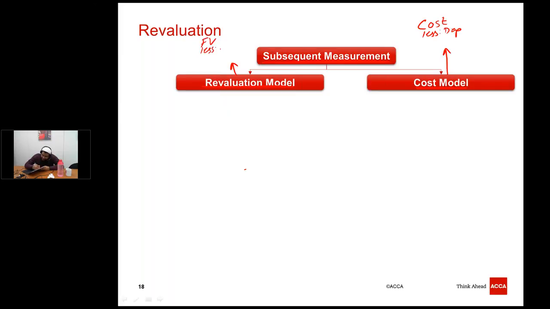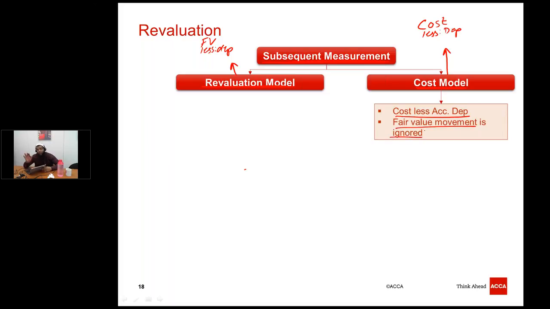Fair value less depreciation, and the cost model, this will be cost less depreciation. So cost less depreciation, and in this, fair value movement is completely ignored. We are not going to record any fair value movement, whether it's an increase or a decrease. We are completely going to ignore the fair value movement.